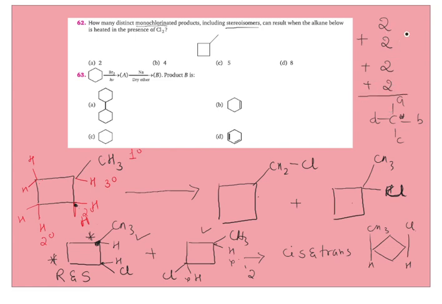Now you can count the number of molecules. How many do we have? 2, 4, 6, 8. So all put together we have 8 isomers. And where do we have that? Option D.